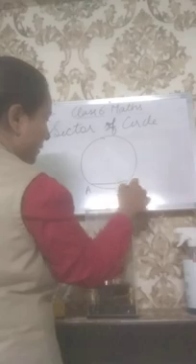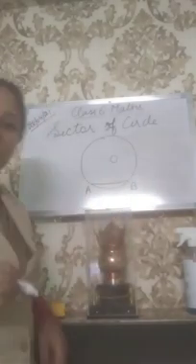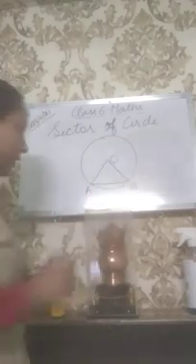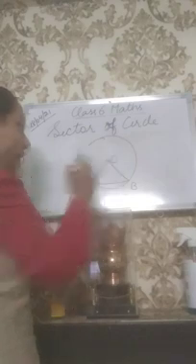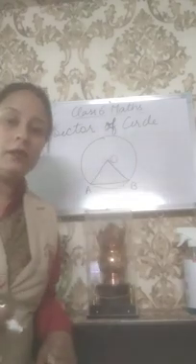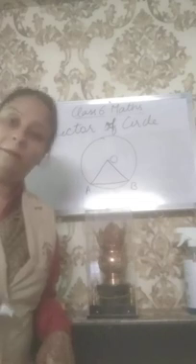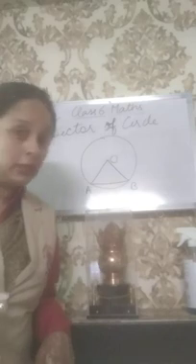Last is the sector of a circle. Suppose I have drawn this circle, okay, and there is a chord AB. This is my center O and this is a chord AB. Now if I join O with A and O with B, can you tell me what is OA? Think about it. OA is the radius of the circle, right? What is OB? OB is also the radius of the circle.